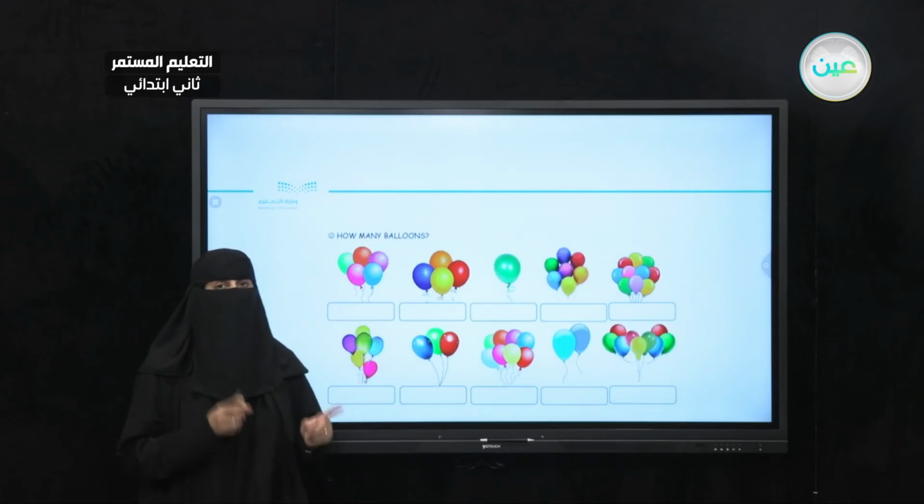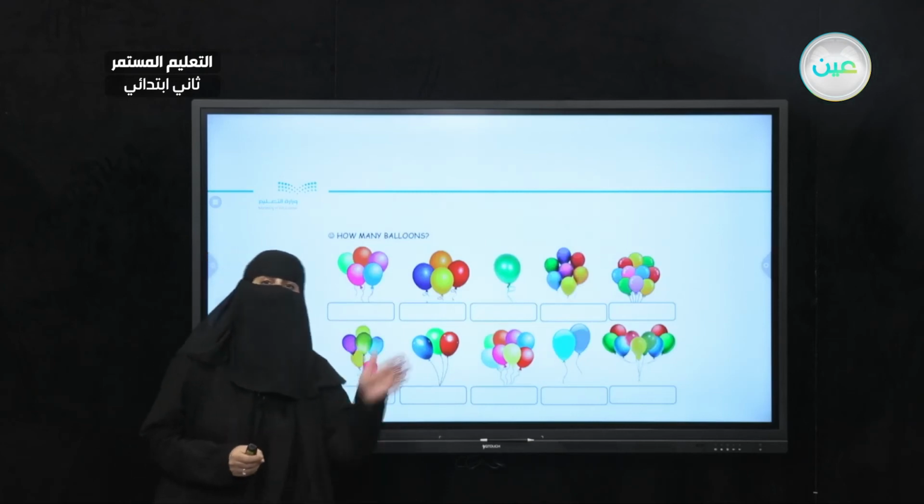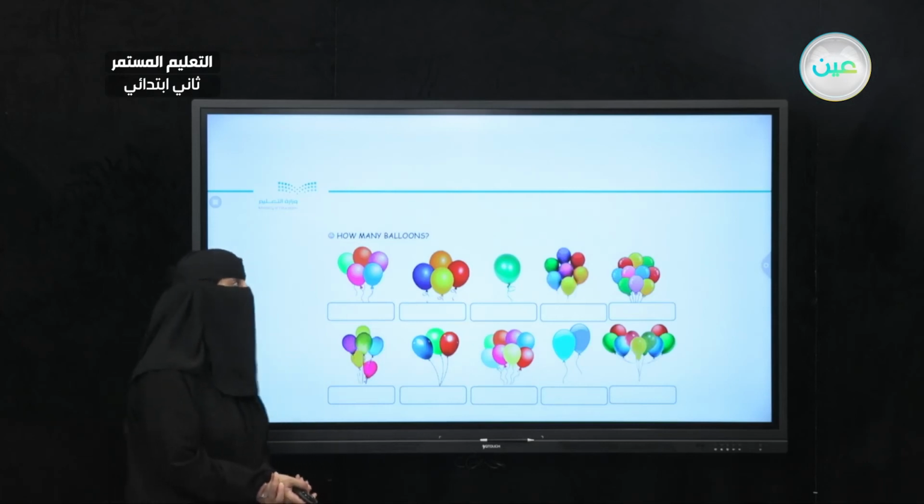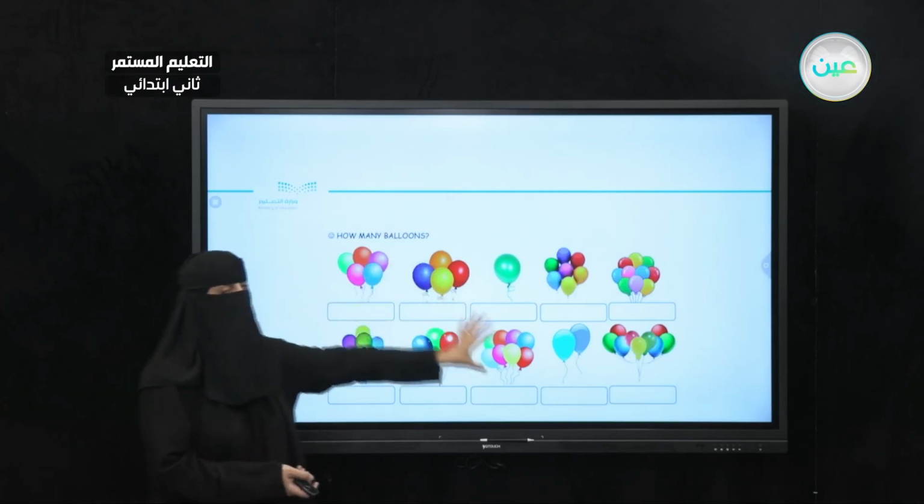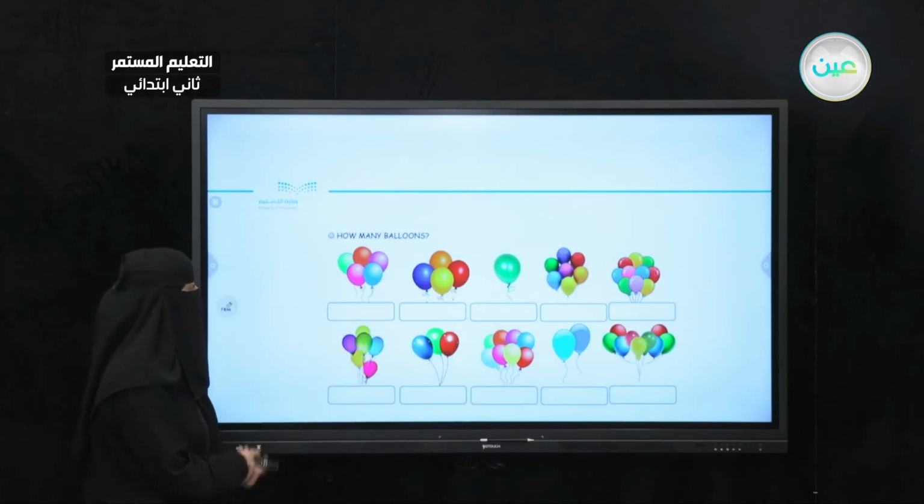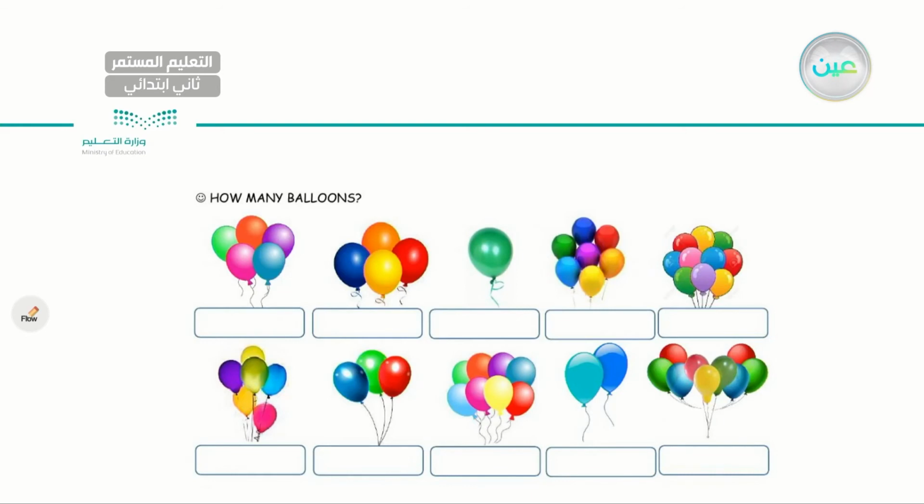Now, go ahead and count how many balloons can you see and write the answers in the sheets you have in front of you. Give me the answer for each and every one. I will give you up to 20 seconds. Go ahead and do it. Start with the first one on the top left. How many balloons? 1, 2, 3, 4. The answer is 5. Very good. I can count up to 5 balloons.